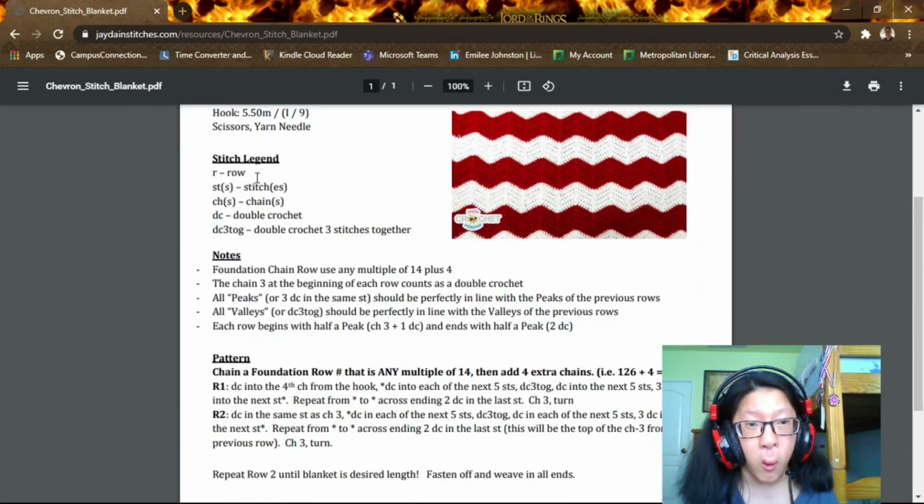And a lot of patterns will also include a stitch lesson, which lists out all of the stitches that you would be using within the project. And another thing too is that authors like Jayda's Stitches will sometimes include notes, which is also useful whenever you are doing a repeating pattern for a particular project like this. So I hope this helps, and this just gives you a deeper look at why we use shorthand or why we use crochet abbreviations.